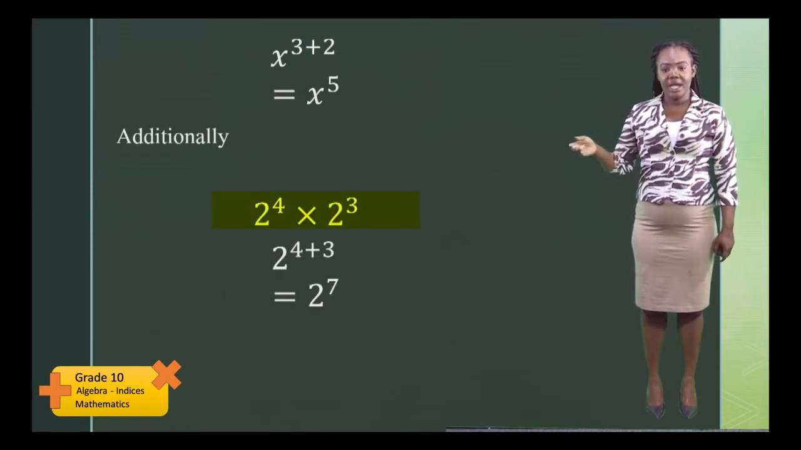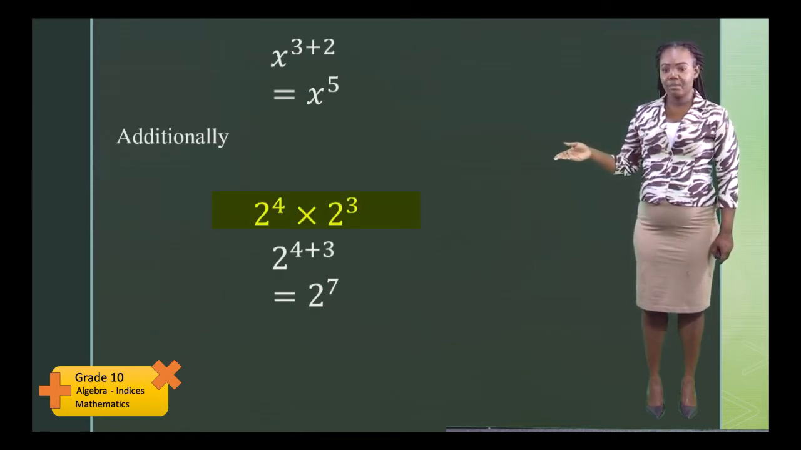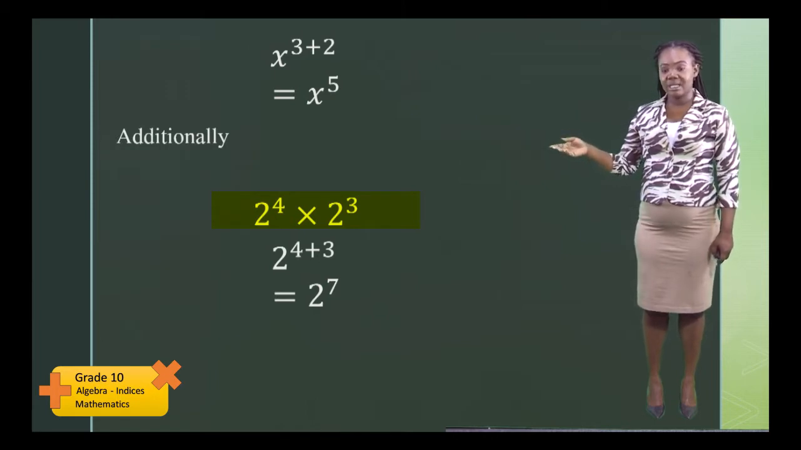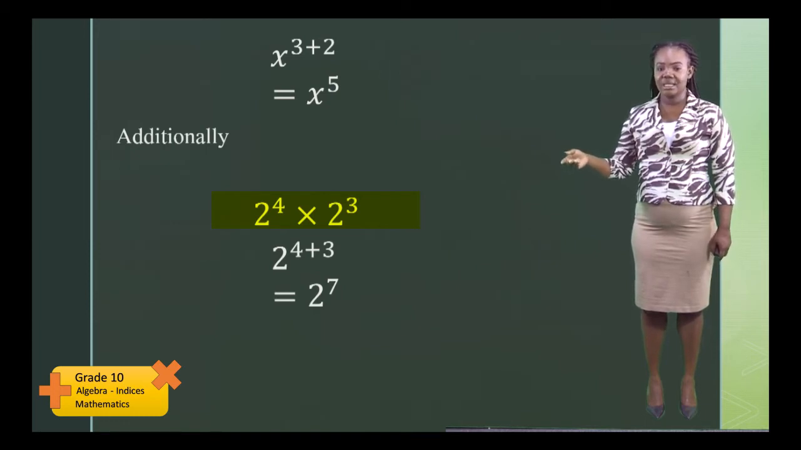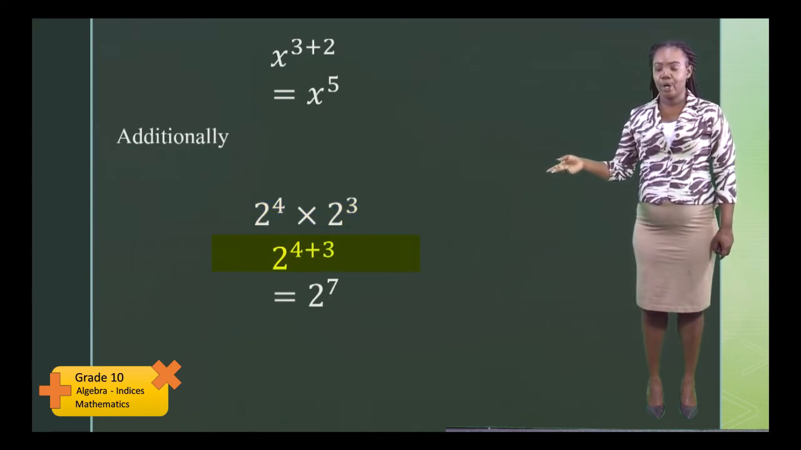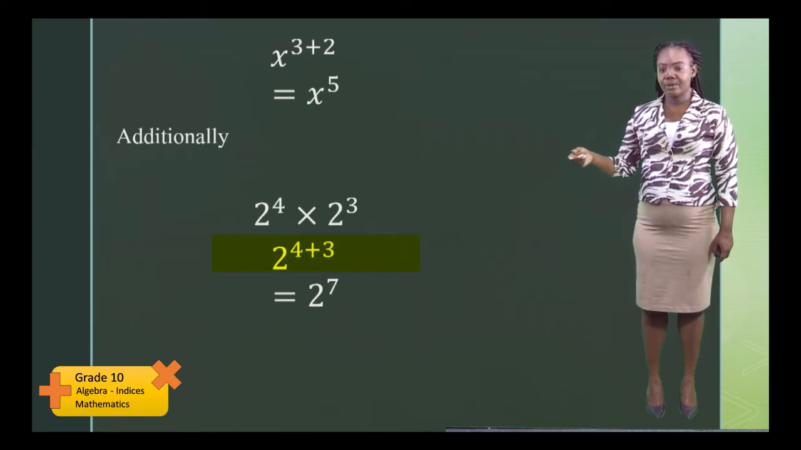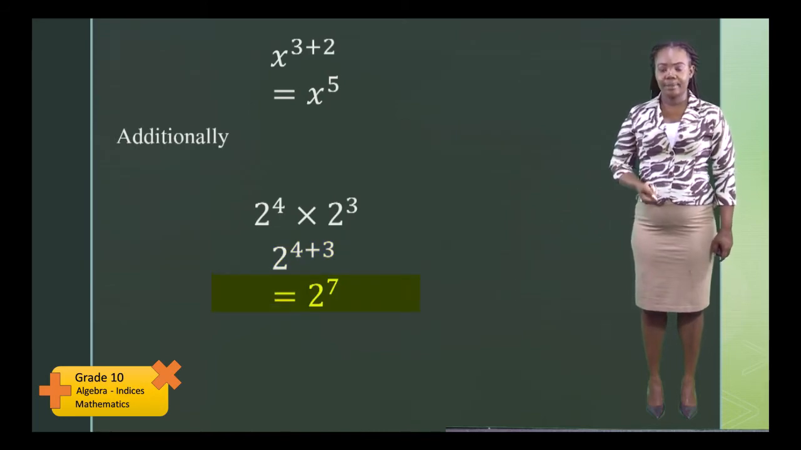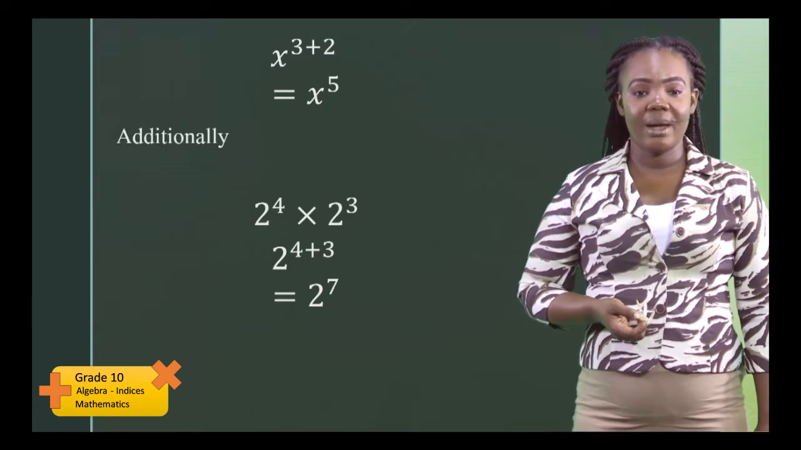Additionally, here we have 2 to the 4th power multiplied by 2 to the 3rd power. Yes, you can see here that both of our bases are the same because our base in each instance is 2. Now we're going to have 2 to the 4th plus 3rd power. So when we simplify 2 to the 4th power multiplied by 2 to the 3rd power, we are going to end up with 2 to the 7th power. And that is how we apply the first law of indices.